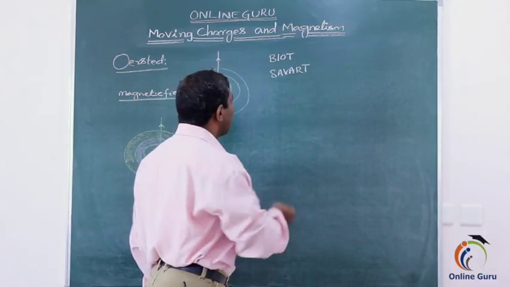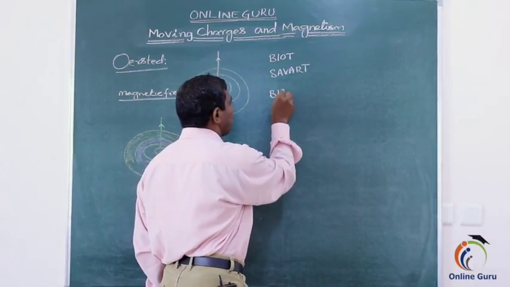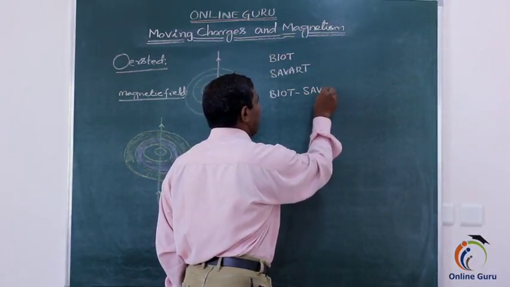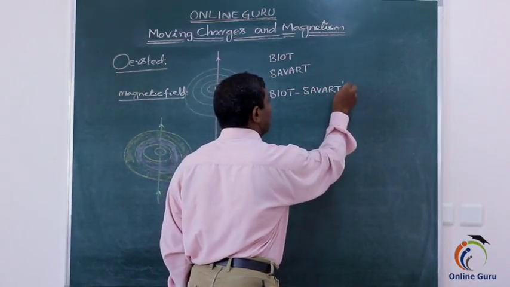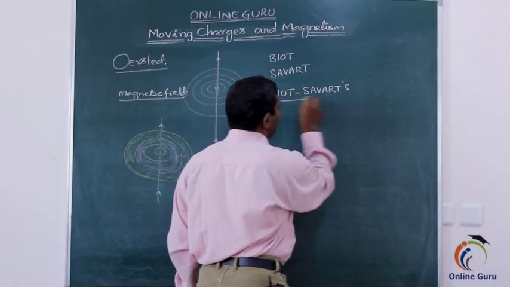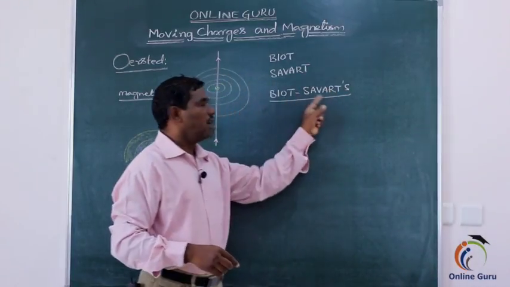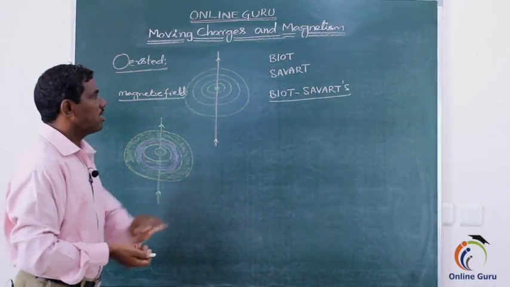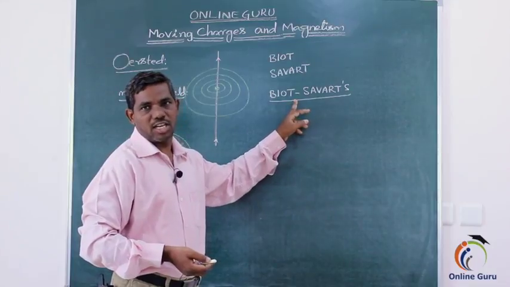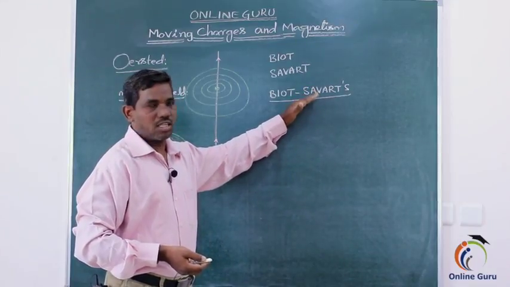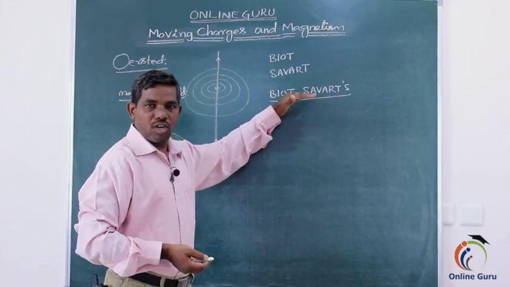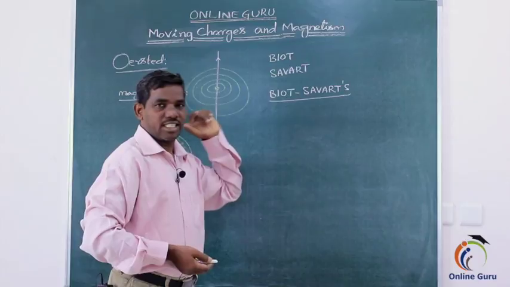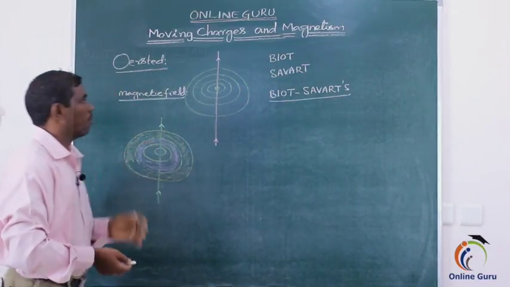Such a law is said to be Biot-Savart's law. For the determination and formulation of Biot-Savart's law, Biot and Savart received the Nobel Prize in physics. Now, what is the definition of Biot-Savart's law? What is the importance of Biot-Savart's law? What are the mathematical equations for Biot-Savart's law? Then units. These we are going to learn now.